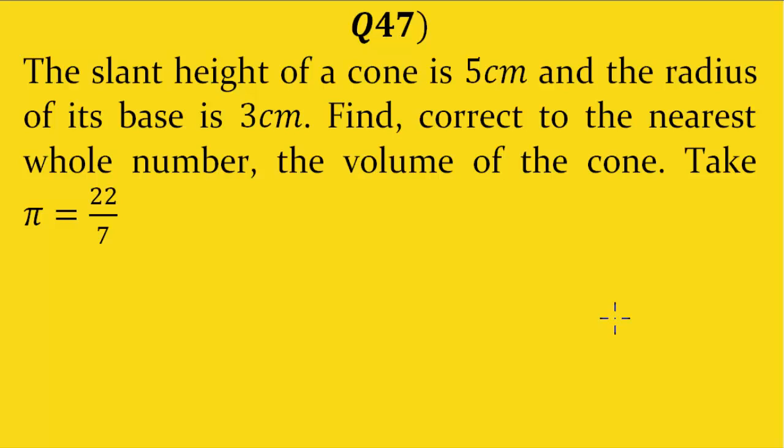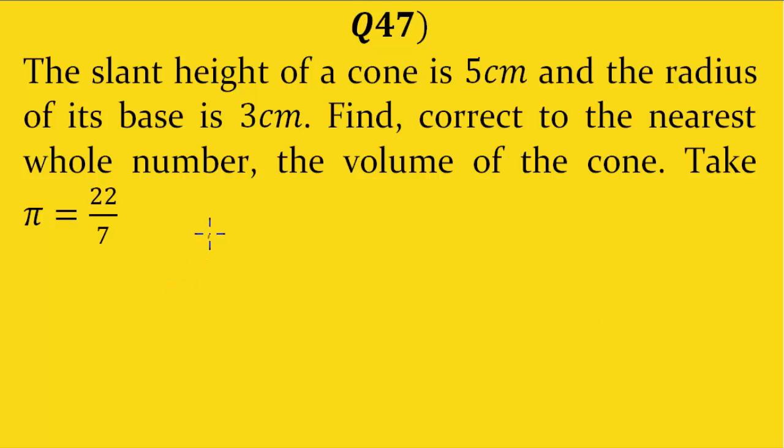Here I have question 47. It says the slant height of a cone is 5 centimeters and the radius of its base is 3 centimeters. Find, correct to the nearest whole number, the volume of the cone. Take pi as 22/7. Now, you must have come across a cone.